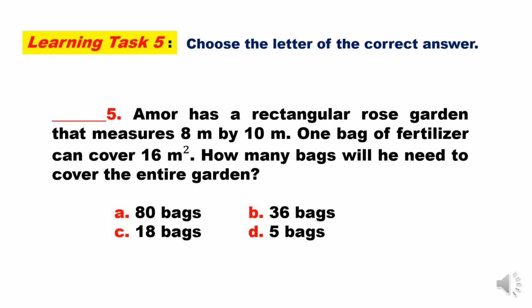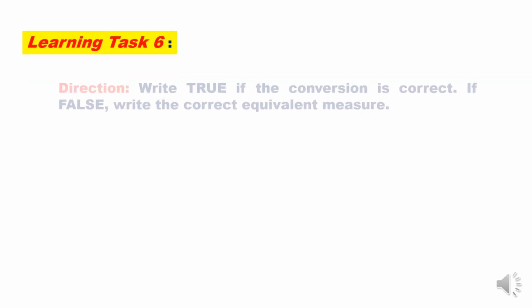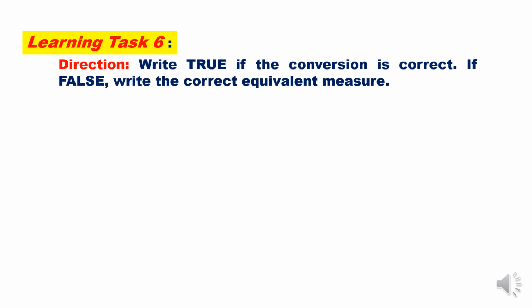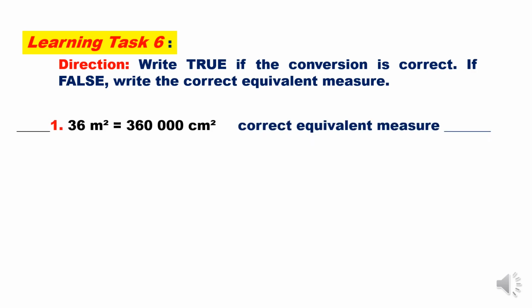Number 5. Amor has a rectangular rose garden that measures 8 meters by 10 meters. One bag of fertilizer can cover 16 square meters. How many bags will he need to cover the entire garden? A. 80 bags, B. 36 bags, C. 18 bags, D. 5 bags. Learning Task 6. Write true if the conversion is correct. If false, write the correct equivalent measure. Number 1. Let's check.